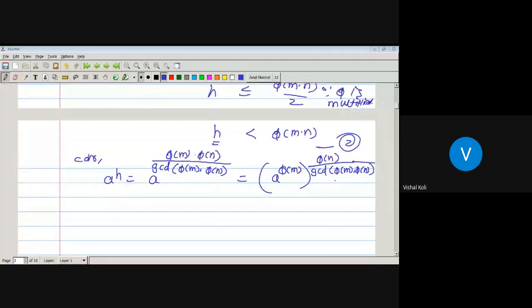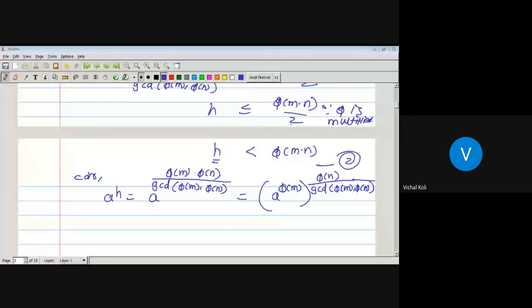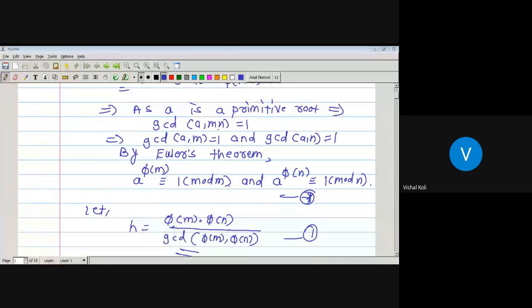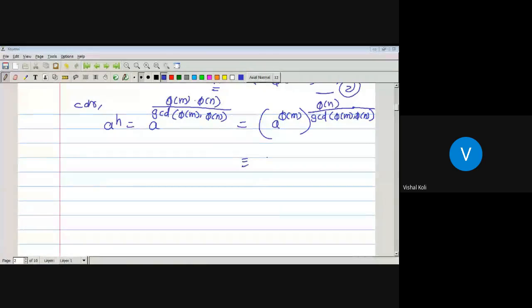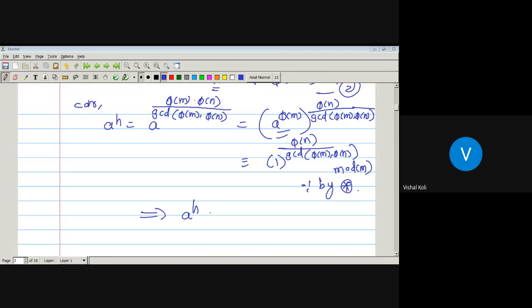Now, from equation star, a to the power phi of m is congruent to 1 modulo m, which implies this will be congruent to 1 to the power phi of n divided by GCD of phi of m comma phi of n modulo m, since a to the power phi of m is congruent to 1 modulo m, which is from star. So a to the power h is congruent to 1 to the power any integer, which is again 1, which is congruent to 1 modulo m. Take this one as equation 3.